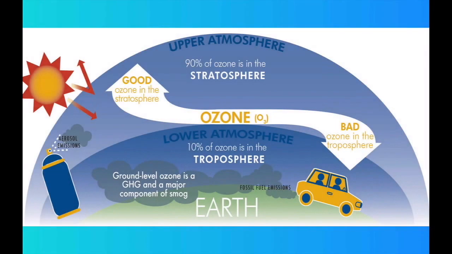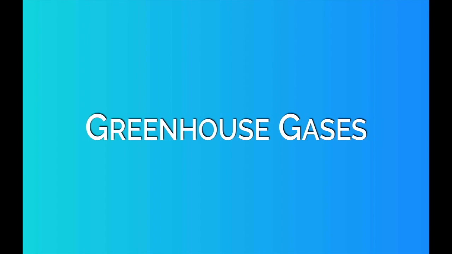So once again, ozone in the stratosphere, good. That's where we want it. It protects us. Ozone in the lower atmosphere, bad. It could cause a lot of damage to us and also help trap in some more heat, making the planet increase in temperature. Our next atmospheric constituent is greenhouse gases.